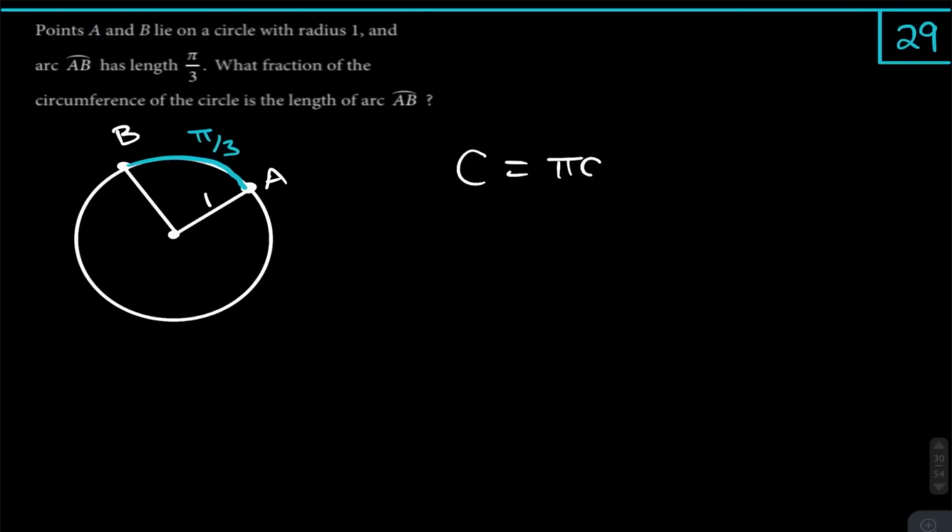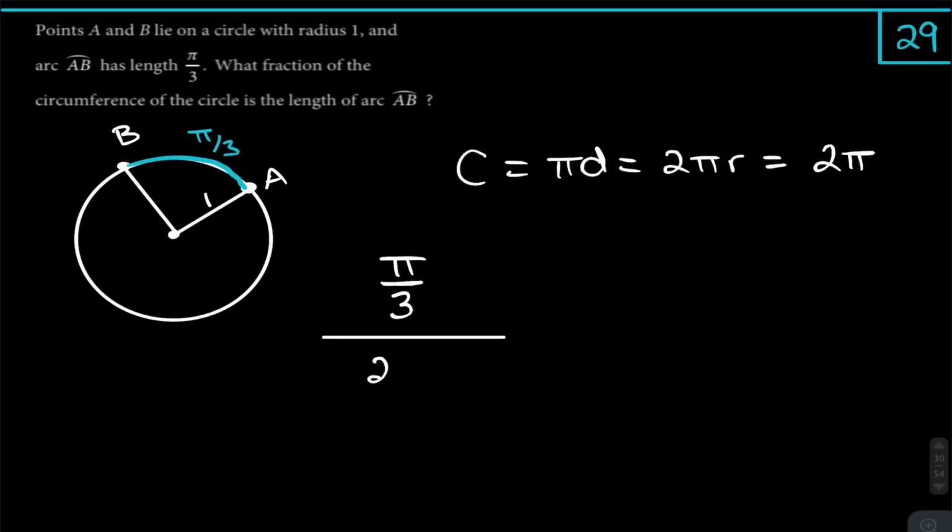We know circumference is pi d, which is 2 pi r, right? And so plugging in the radius that we know, it's 1, so it would be 2 pi. And so the little mini guy here, the little arc, that's just pi over 3. So what fraction is that of 2 pi, which is the circumference of the entire circle here?